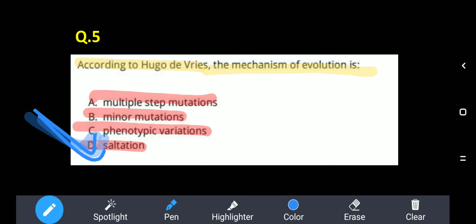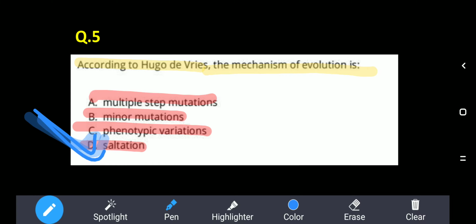Why so? Because Hugo de Vries used to believe that mutation causes species formation, and that is known as saltation. That means if a mutation is going to happen, it is going to form species. Now what is saltation exactly? It's a single step large mutation which results in the formation of new and advanced species.